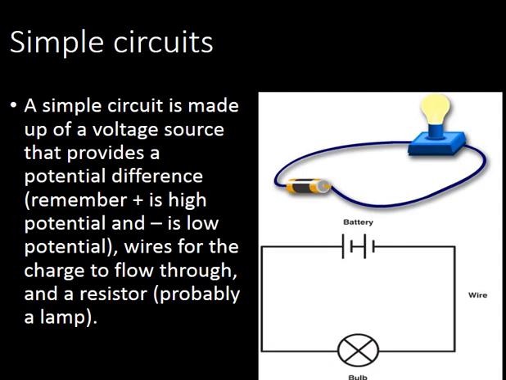There's wires for the charge to flow through. They give it the path. They're the riverbed. And then there's some type of resistor, in this case a lamp.